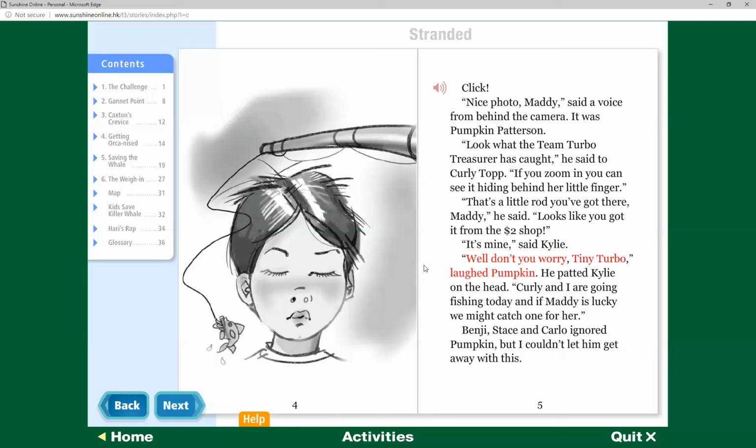Well, don't you worry, Tiny Turbo, laughed Pumpkin. He patted Kylie on the head. Curly and I are going fishing today, and if Maddie is lucky, we might catch one for her. Benji, Stace, and Carlo ignored Pumpkin, but I couldn't let him get away with this.